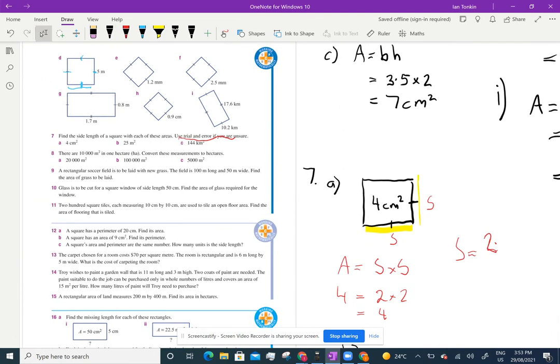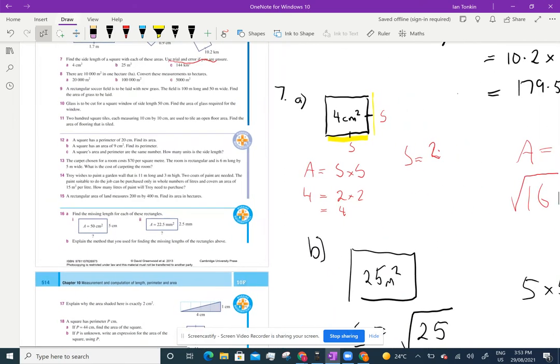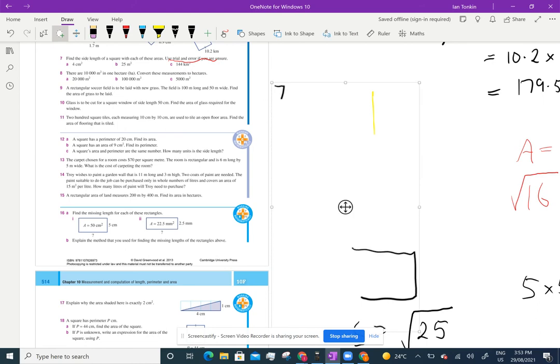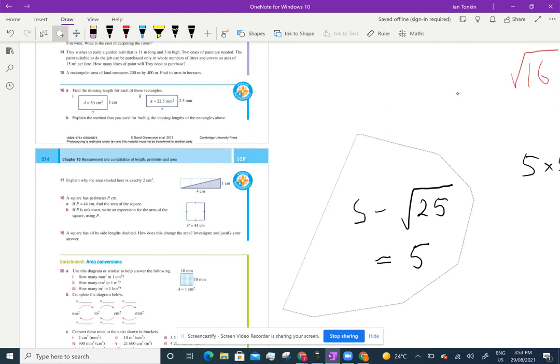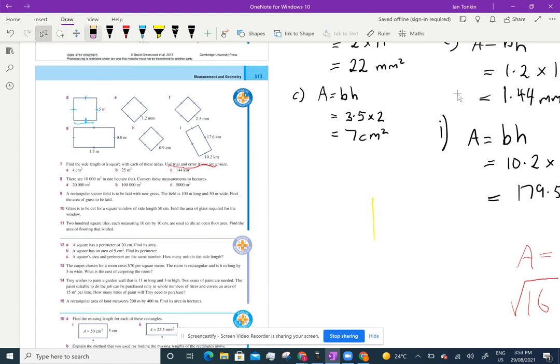The last one I want you to do, not the last one, the next one I want you to do is convert. So let's have a look at question 8. I'm going to create some space for myself here. And here we go.